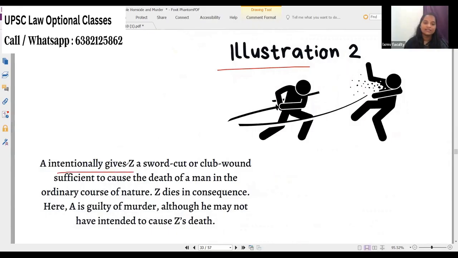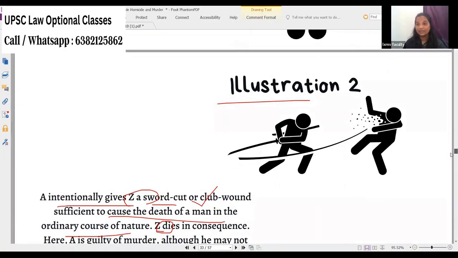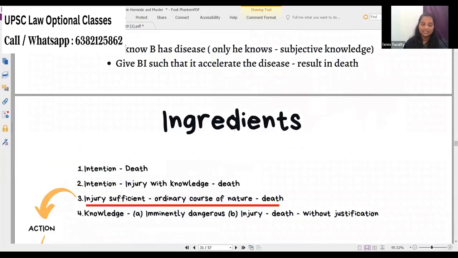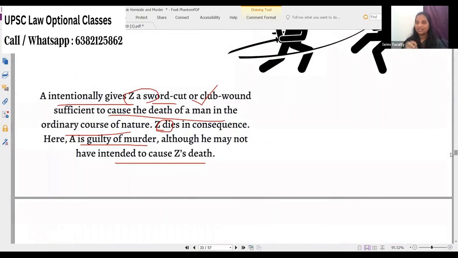A intentionally gives Z a sword cut or a club wound sufficient to cause the death of a man in the ordinary course of nature. Now Z dies in consequence here. Then A is guilty of murder, although he may not have intended to cause Z's death. So what is the ingredient of clause 3? There must be an intention to cause an injury. So the intention is only to cause an injury, and this injury is of such a nature that it's sufficient to cause the death of the person in the ordinary course. So now what A has done, A has given an injury.